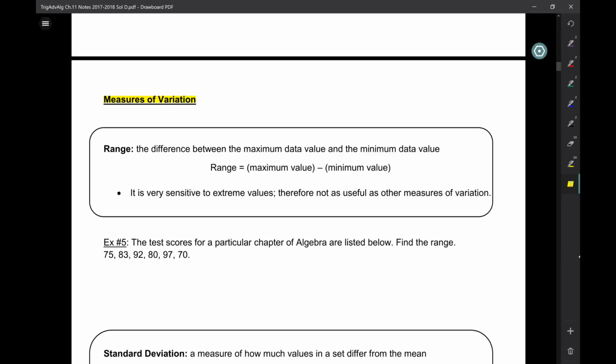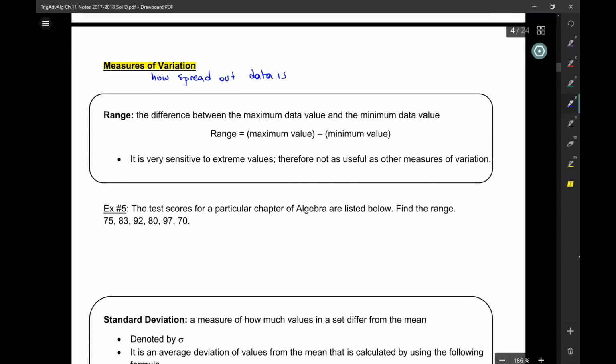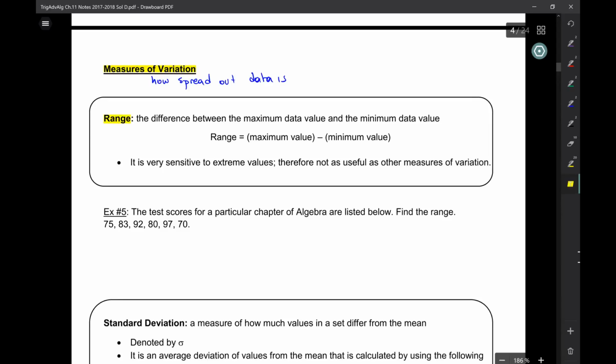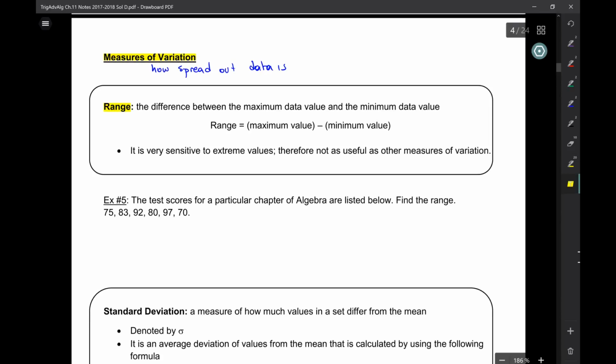Okay, so now there are a couple of things we can look at. One thing we can look at to see how spread out the data is is range. The range is just highest value minus lowest value. So it's the difference between the maximum data value and the minimum data value. So you literally just do high minus low.